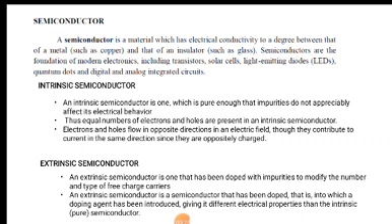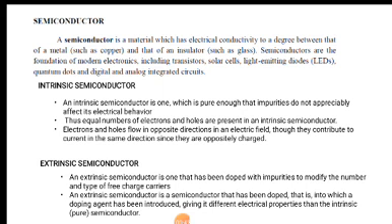So transistors, solar cells, light emitting diodes, quantum dots, and digital and analog integrated circuits are the foundations of modern electronics, which come under semiconductors. And here let us see the types of semiconductor, that is, intrinsic semiconductor and extrinsic semiconductor.